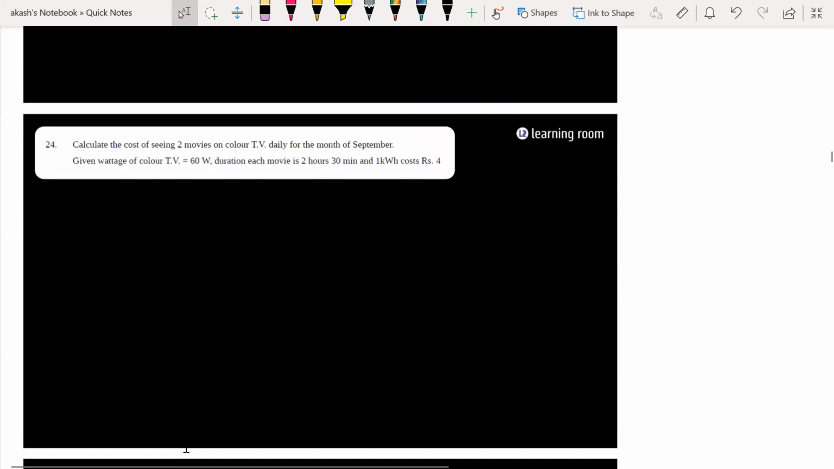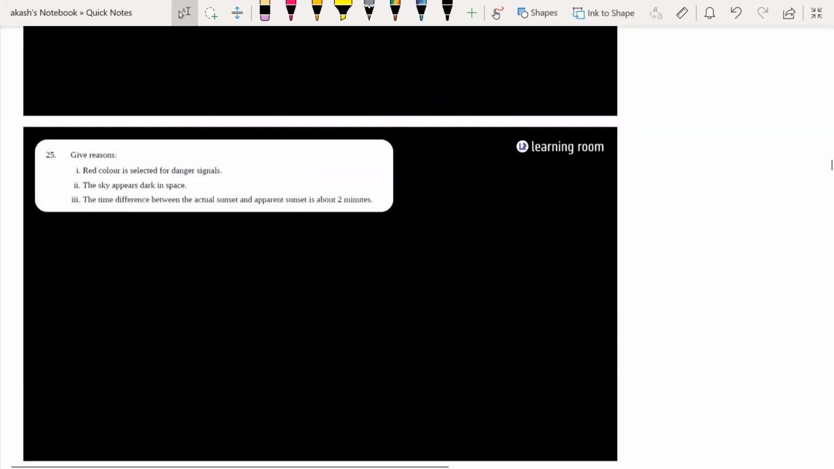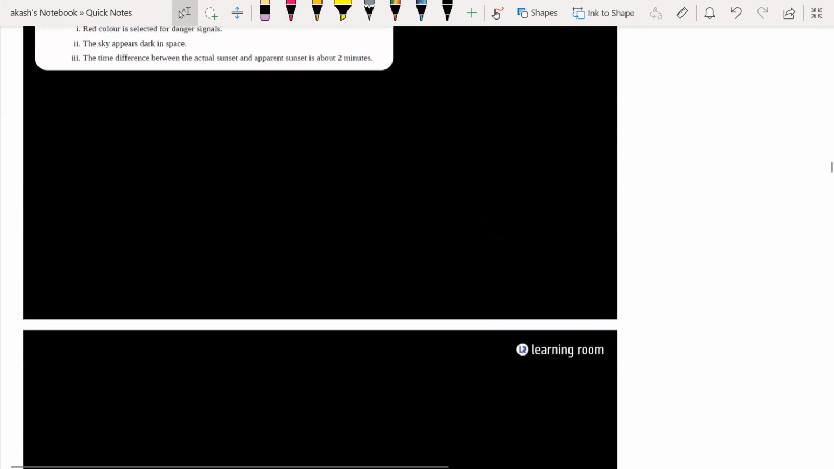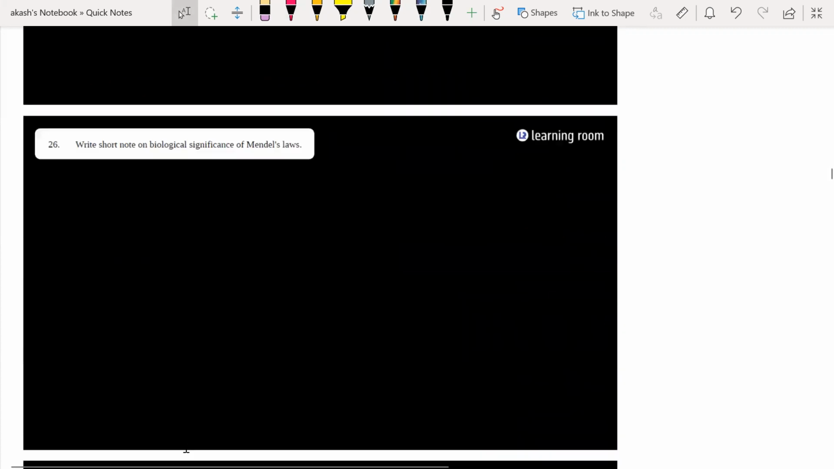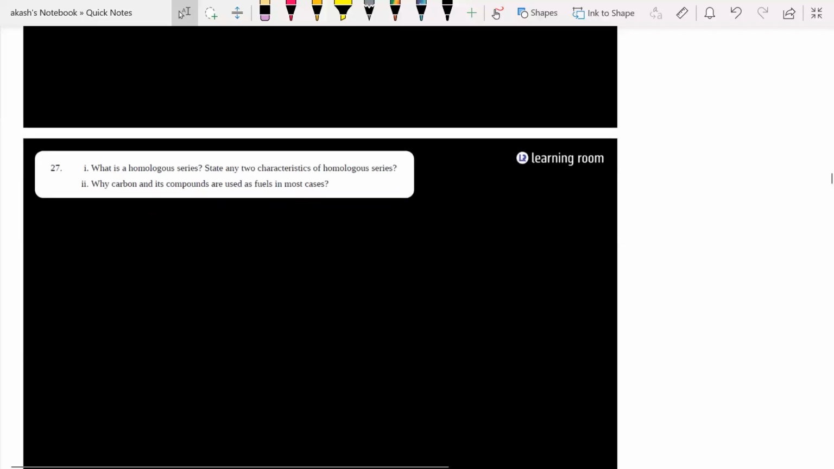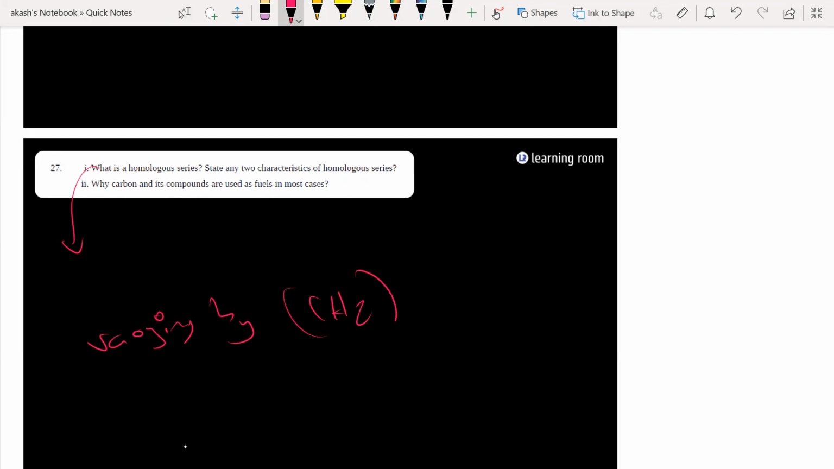Write a short note on the biological significance of homologous series. Now what is a homologous series? Homologous series are the same class of compounds having the same functional group, varying by one CH2 group. For example, CH3CH3 and CH3CH2CH3 are part of the same homologous series because the only difference is that CH2 is changing.